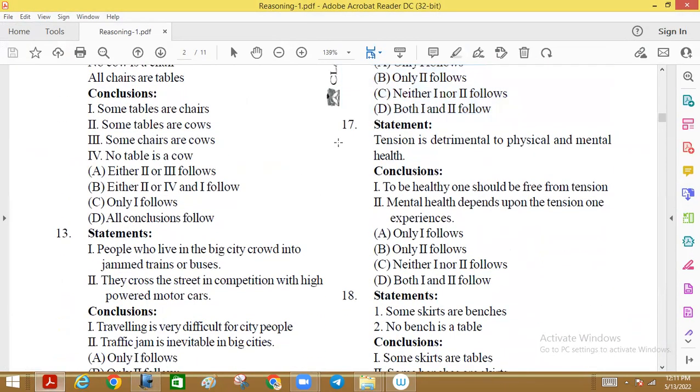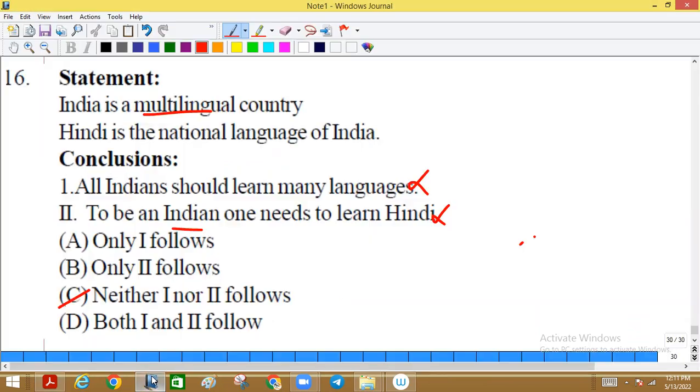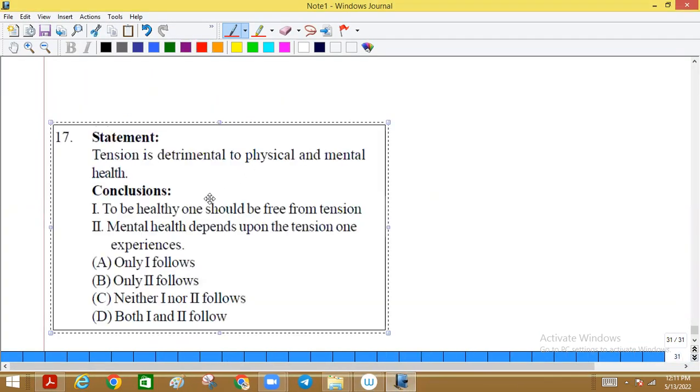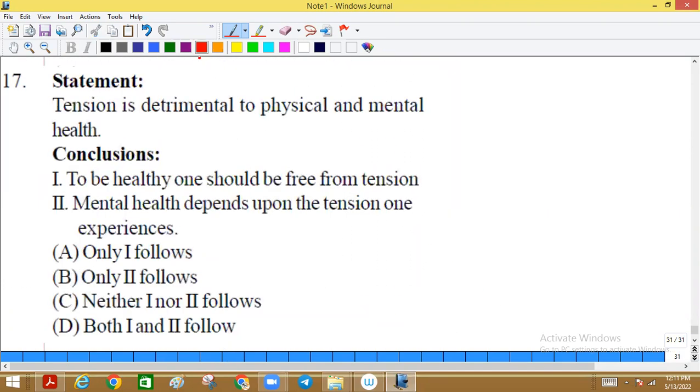I think you can answer this one. It's an easy to moderate question. Try to answer it. If you answer it, it means you have started understanding this concept. Yes, what's the answer?